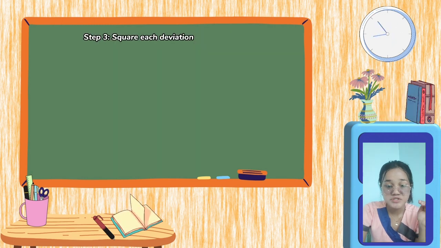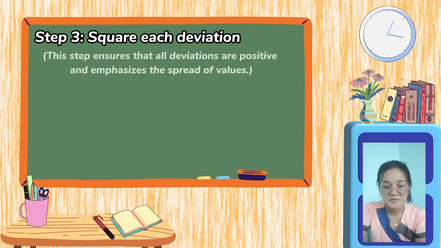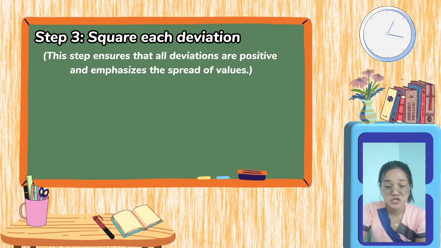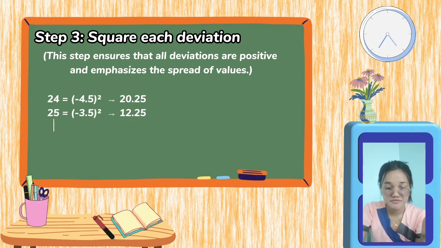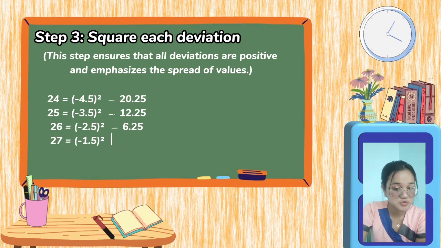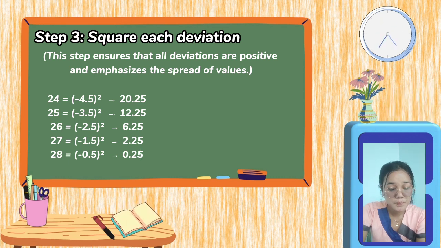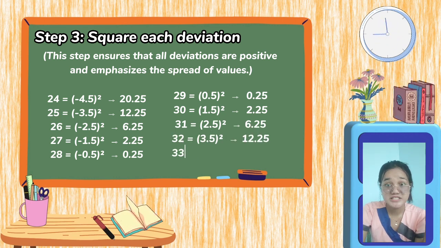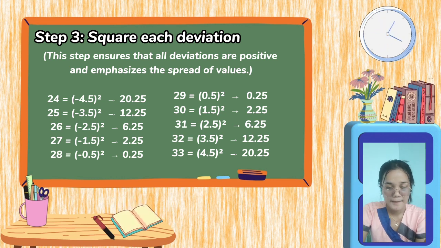Now, let's move on to step 3. It requires us to square each deviation. This step ensures that all deviations are positive and emphasizes the spread of values. Squaring each deviation, we get, for 24, 20.25. For the age 25, we have 12.25. Then 6.25, 2.25, 0.25, 0.25, 2.25, 6.25, 12.25, and 20.25.